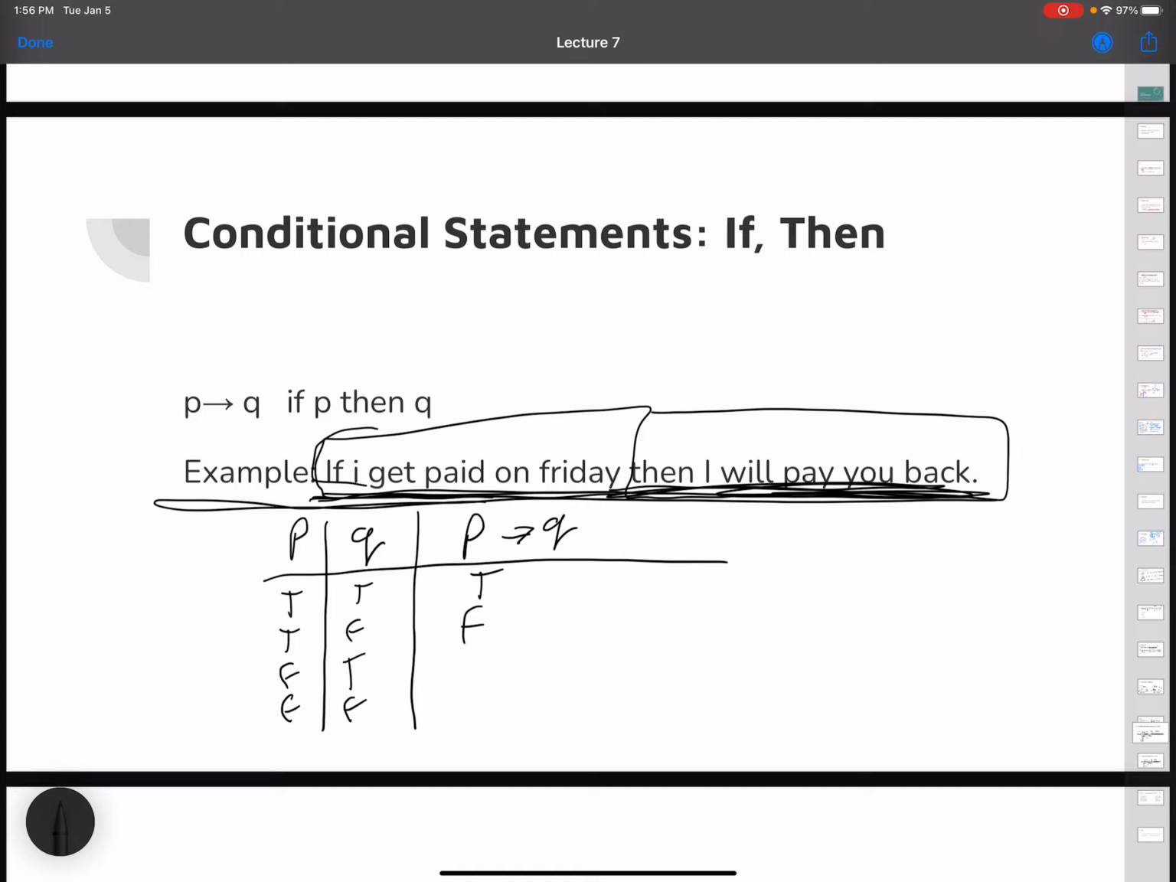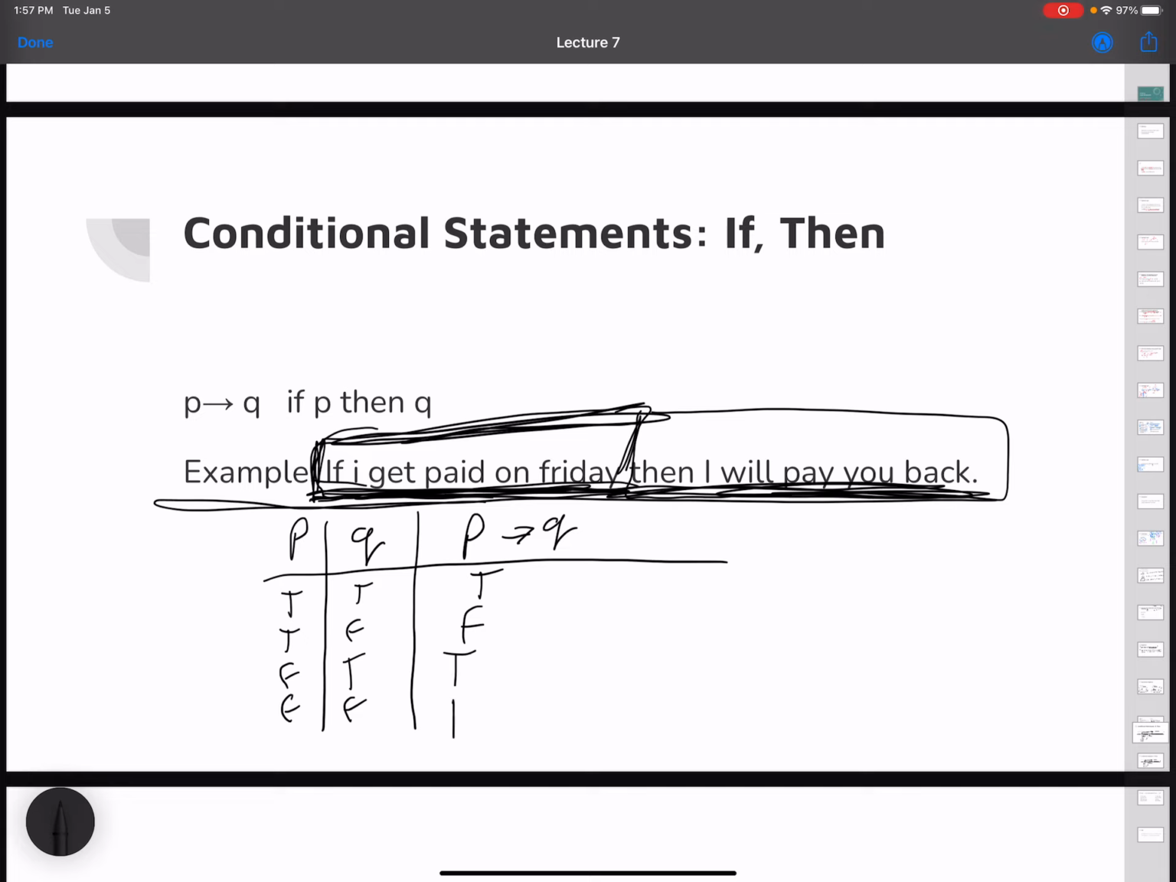If it's not true that I get paid on Friday, if I were to promise you that I'm going to pay you back if I get paid on Friday, but then something happens, I don't get paid on Friday, my check gets withheld, well, no matter what, I didn't lie to you. I said, if I get paid on Friday, then I'll pay you back, but I didn't get paid on Friday. So I have a genuine excuse. I did not go against my word. I didn't get paid, so I don't have the means to pay you back.